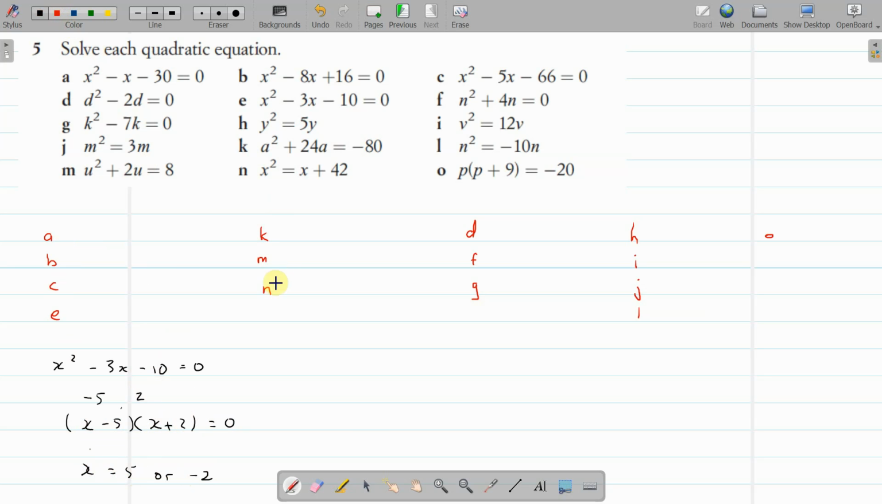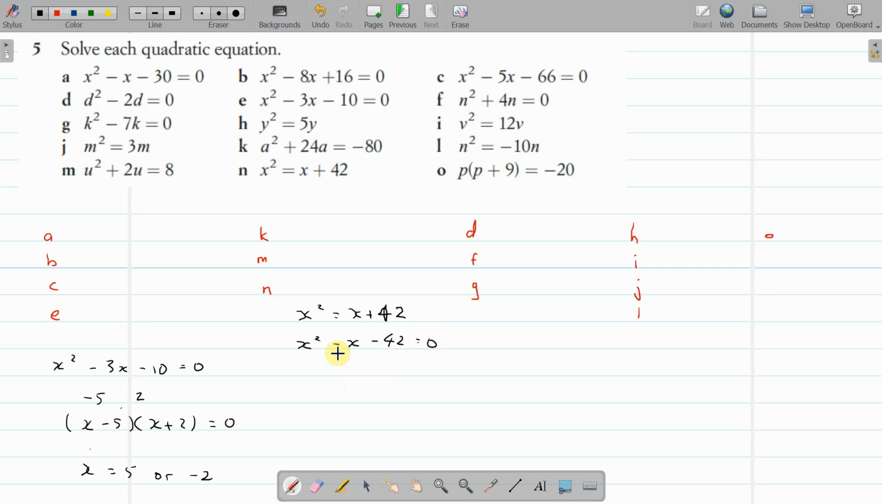Let's do N. So this is a different type. Which N? That one? Okay. X squared equals x plus 42. Now this just means rearranging. So I'm going to move the x over and the 42 over. X squared minus x, and move the 42 over, equals 0.